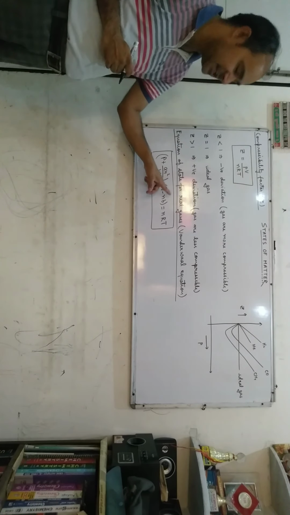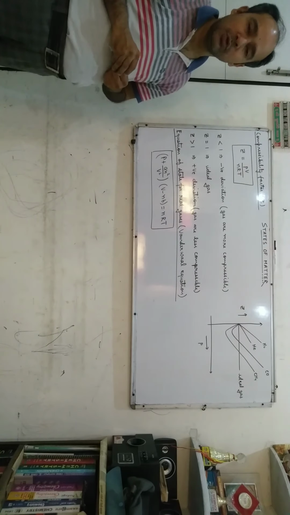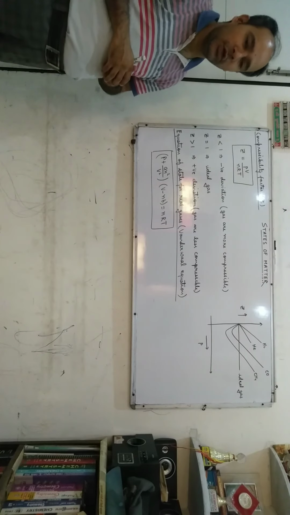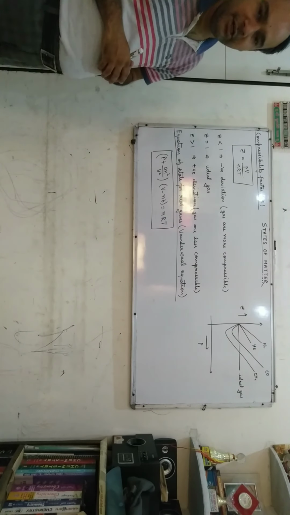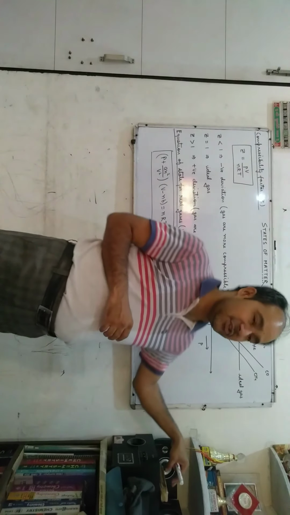Here small a and small b are Van der Waals parameters. Small a indicates the force of attraction between the molecules in a gas, and b is the co-volume or excluded volume. Now let us discuss critical temperature.